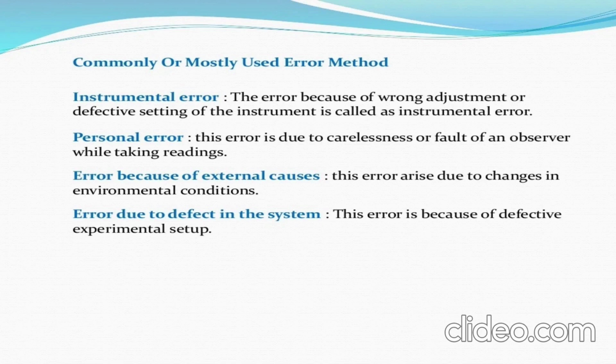Error because of external causes. This error arises due to changes in environmental conditions. Error due to defect in the system. This error is because of defective experimental setups.